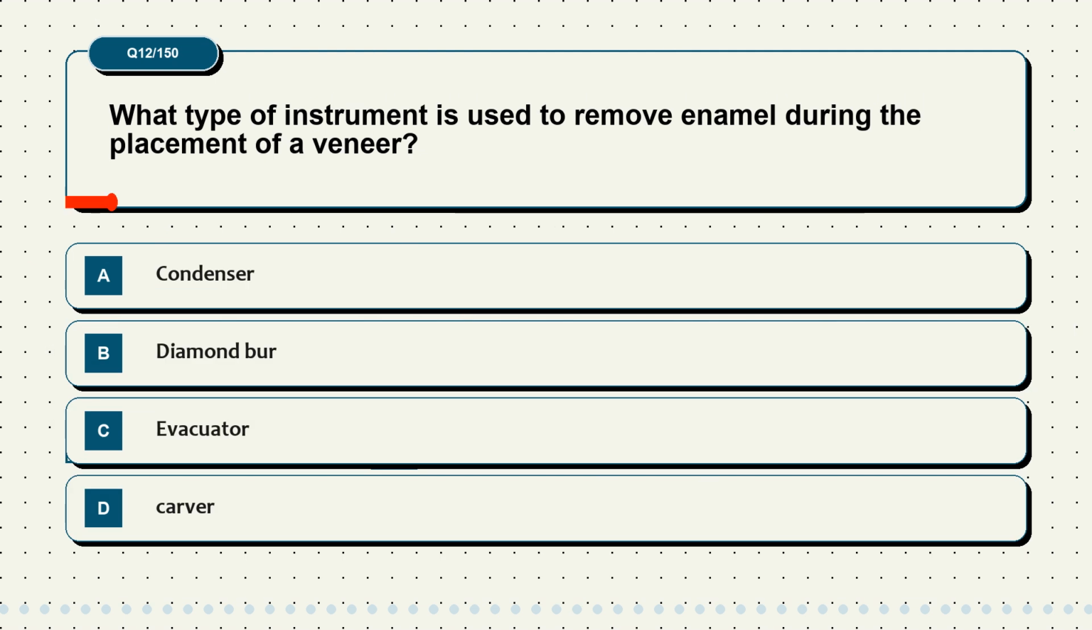Question 12. What type of instrument is used to remove enamel during the placement of a veneer? Here are the options. Option A, condenser. Option B, diamond burr. Option C, evacuator. Option D, carver.